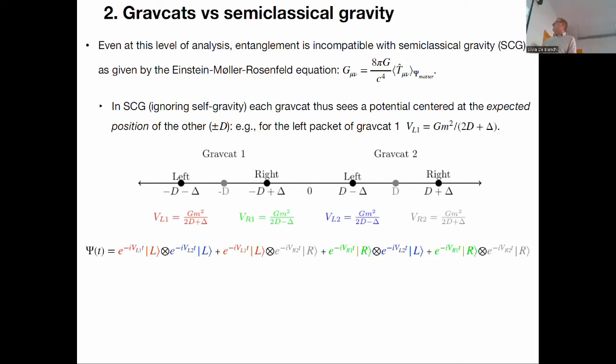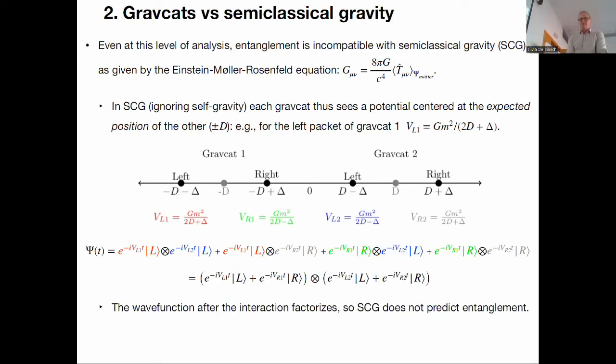Write it out and you see it, just because this term is the same as this term, it's all going to factorize. Indeed, I could have just kept it as left plus right, cross, left plus right, and then you would have seen it automatically. Basically, it's just one classical field they're sitting in, whatever it is, and that's not going to produce a superposition. Okay, it factorizes. So do the experiment, find the expected entanglement. This is just wrong. It can't explain the entanglement.